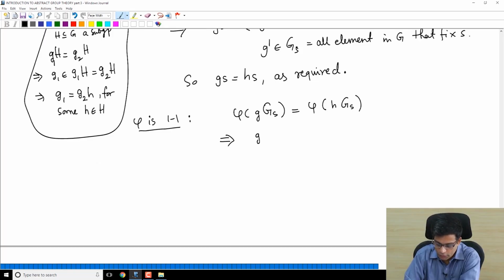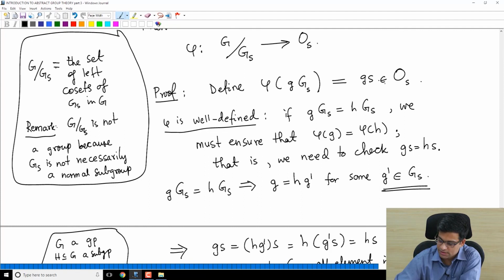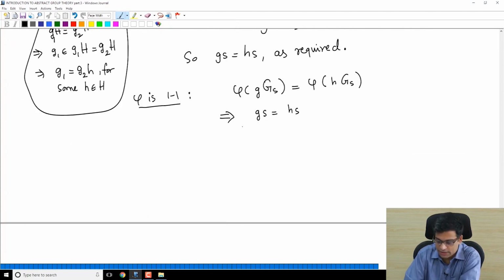Then that means gS is equal to hS, because phi of gGS is just gS. gS equals hS. But this means, if you multiply by h inverse on both sides on the left-hand side, h inverse gS is equal to hS, h inverse hS, which is S. h inverse g applied to S is S. Two or three steps are missing here. I am not writing all the steps because we have done the same calculation before.